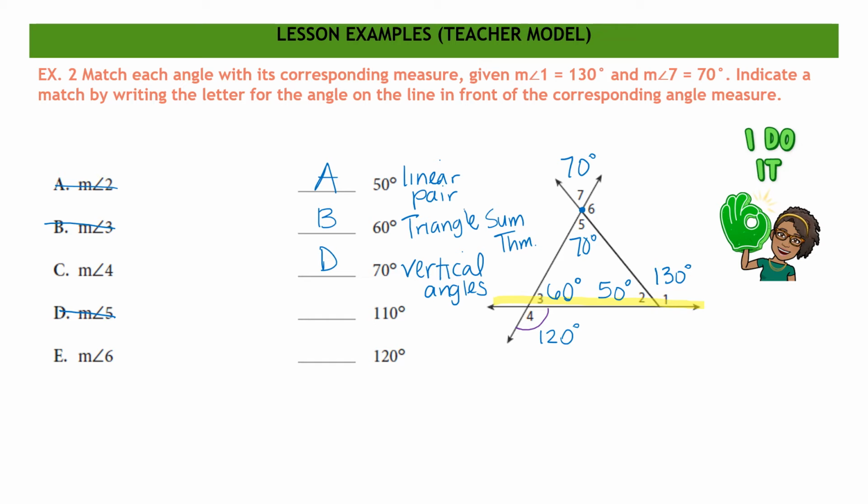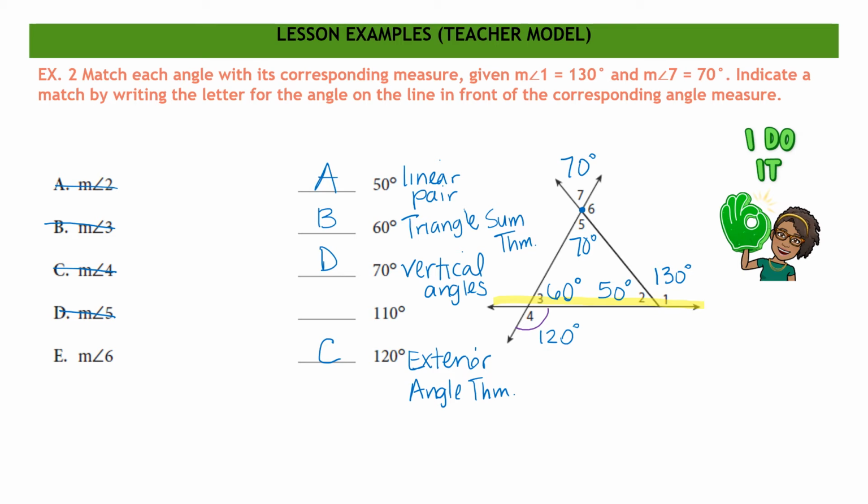We can verify that angle 4 is actually 120 because angles 3 and 4 are linear pairs, making them supplementary. So 120 plus 60 gives me 180, and that's just a check to know that I'm correct. So we have angle 4 here as being 120, and that was found by the exterior angle theorem.